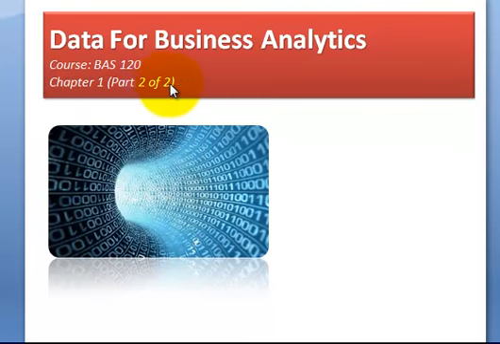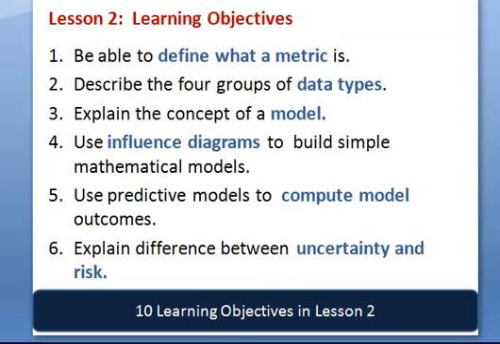We're going to go through the second part of Chapter 1, which is going to talk about different types of data for business analytics. So a couple of the learning objectives. We're going to talk about what a metric is. We're going to talk about the four types of data. We're going to talk a little bit about models. We're going to talk a little bit about what an influence diagram is.